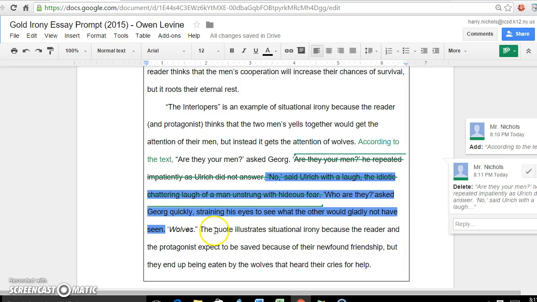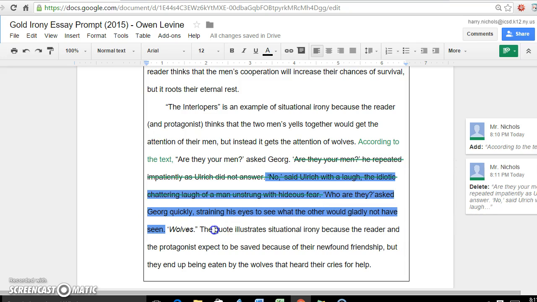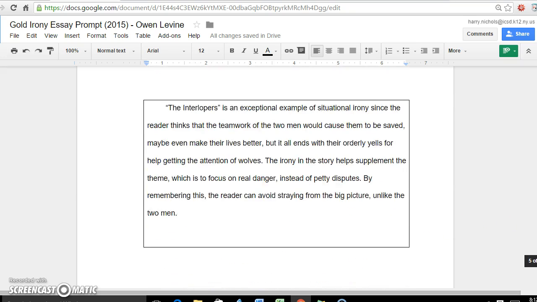Good. One quick nitpicky thing is when you are talking about a quote, you never actually want to use the word quote. I know that sounds weird, and as I say it, it sounds weird to me too, but it's definitely a rule. It's just developed as a stylistic rule over the ages. So you just never want to say quote. You want to say, this illustrates situational irony, or perhaps here the text illustrates situational irony. Just avoid that word quote.